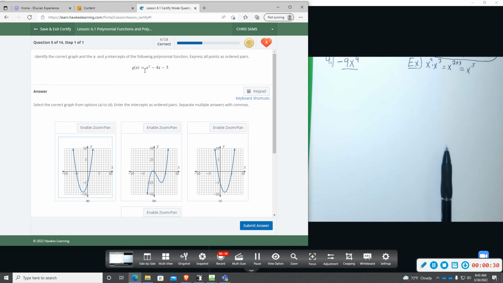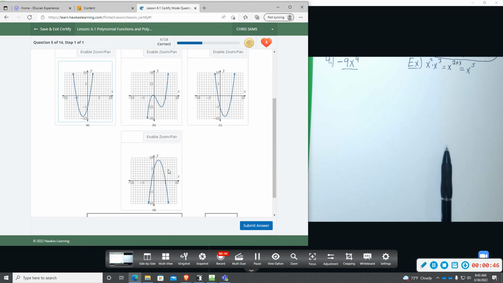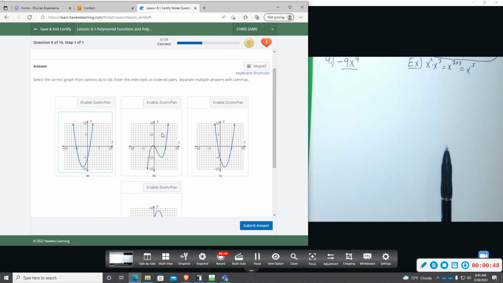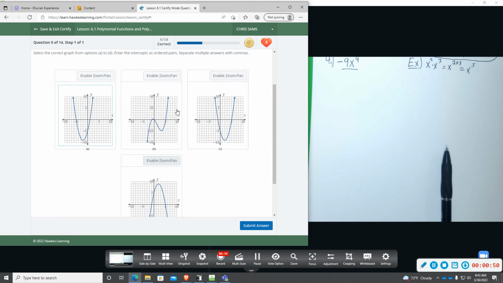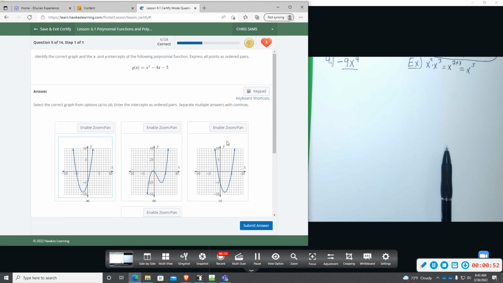One of the first things you want to know is just being familiar with the parent function, knowing that x squared will give you a parabola, and the fact that this is positive, that parabola is going to be opening upward. Okay, so these first two look good. There's a fourth option, but this one is going downward. So you can knock out these two in the middle, and we're just looking at these two.